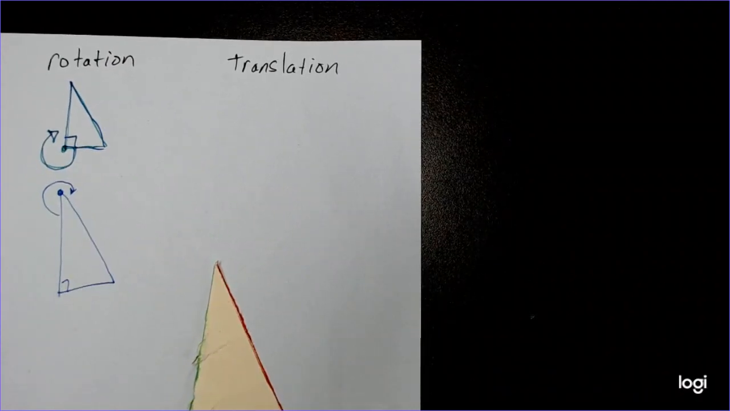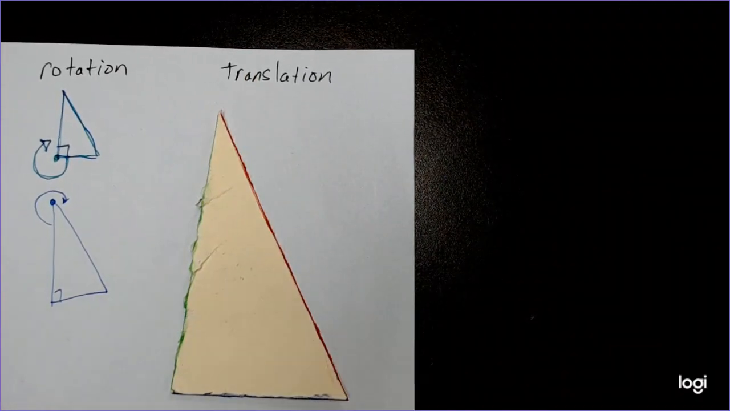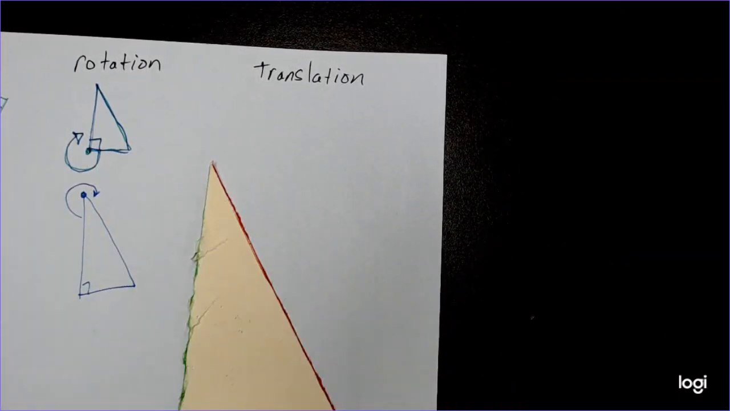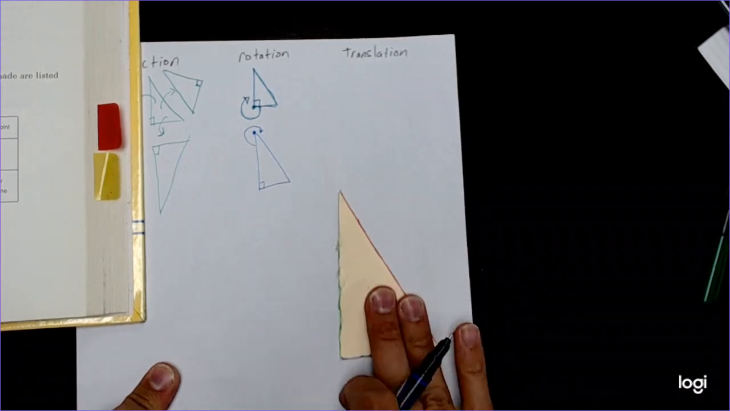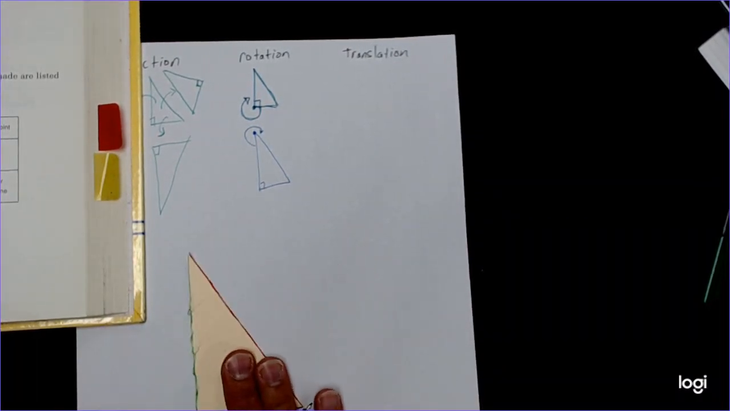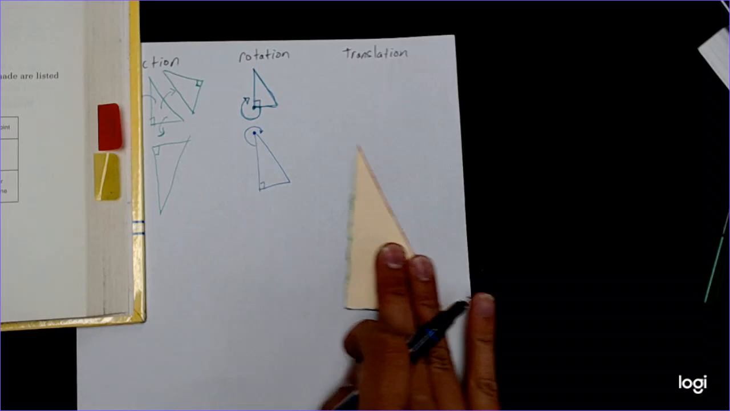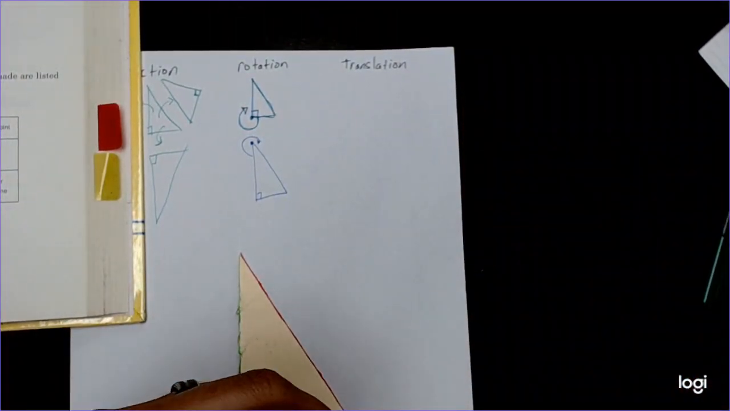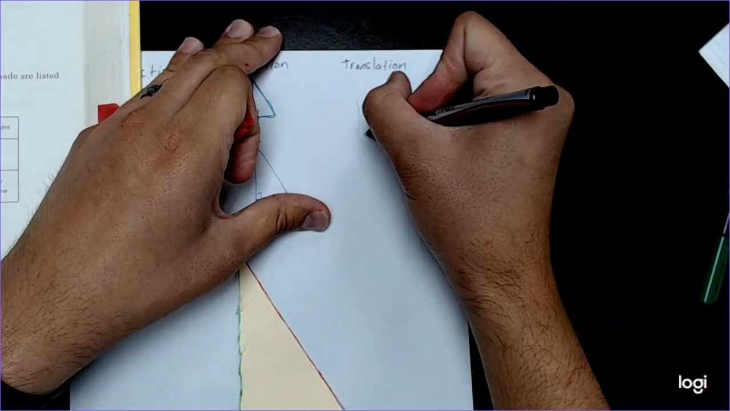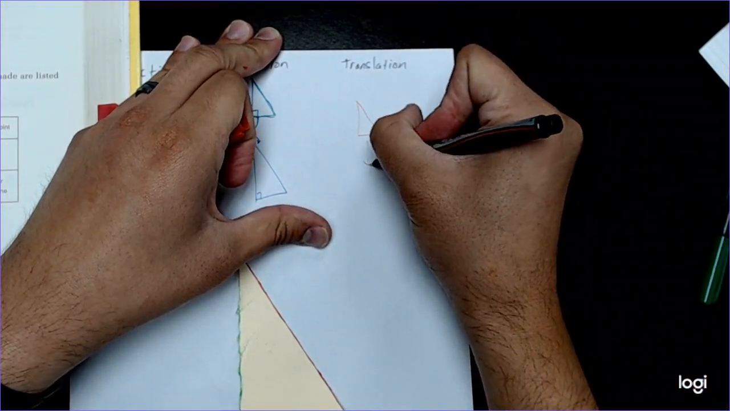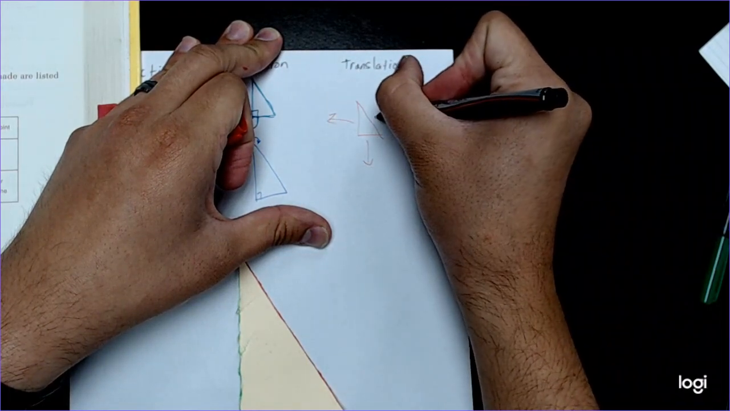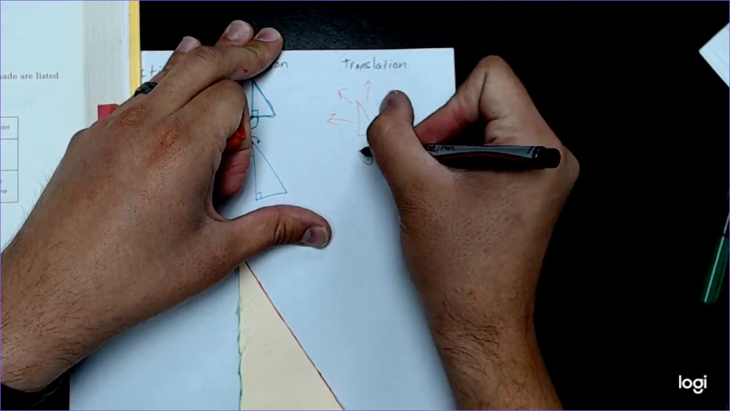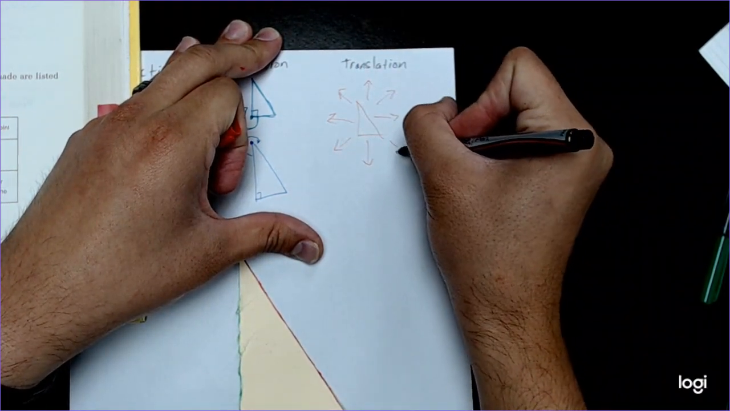Now let's talk about translation. With translation, nothing stays in one spot. It's like I have the shape and I'm just sliding it left, right, up, down. That is translation. What I'm doing right now with the shape is a translation down, translation left, right, up, or I can just translate it like this. So the way translation works is I've got the shape, and the shape can go in any direction, and I'm just moving the entire shape.